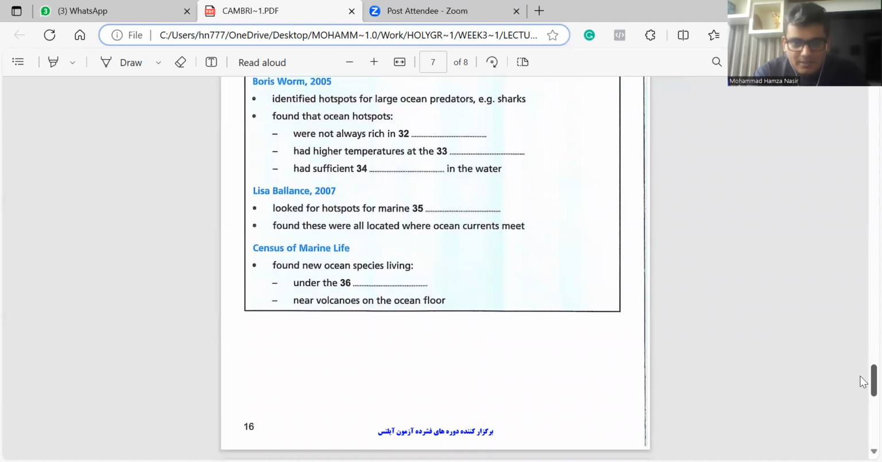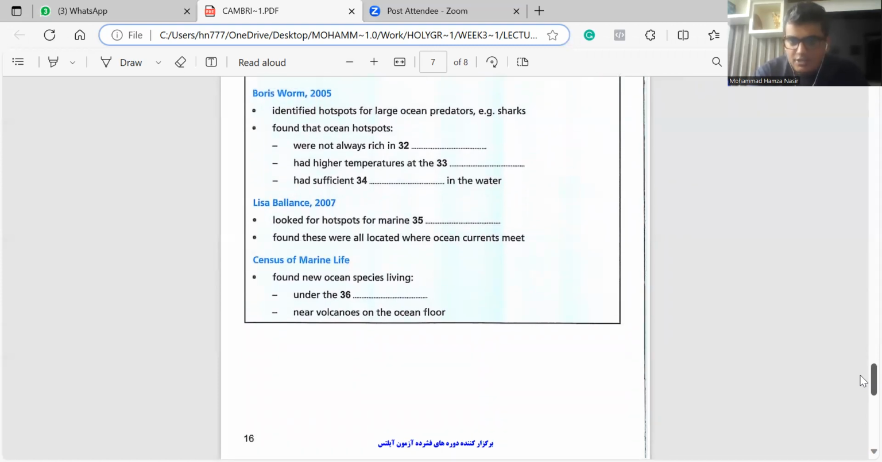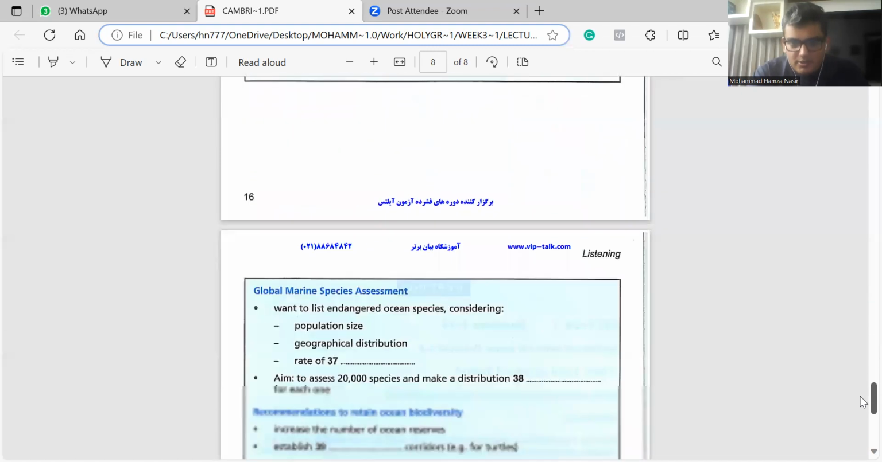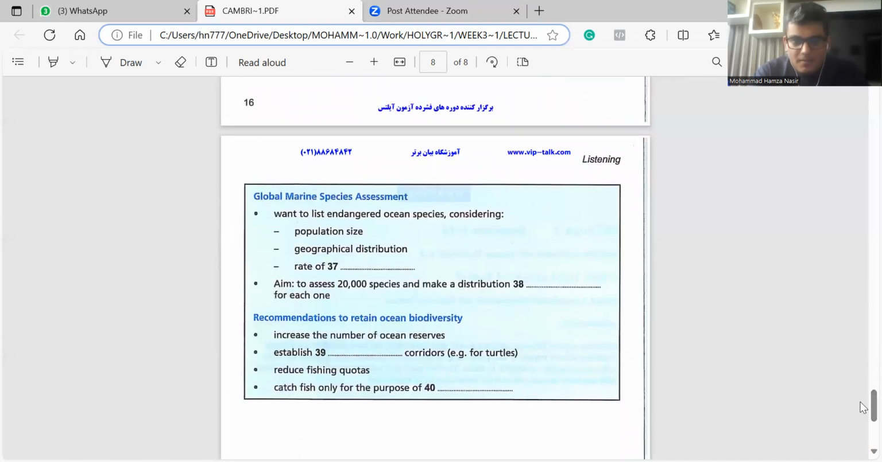Then the next subheading is going to be Lisa Balance 2007. Hotspots, marine, that is a keyword for question 35. Then senses of marine life is another subheading. New ocean species under the, that's another keyword. Then you have the next subheading that deals with question 37 to 38 called global marine species assessment. So population size, geographical distribution, rate of dash. Look at these words.